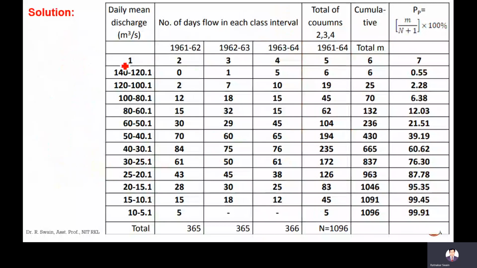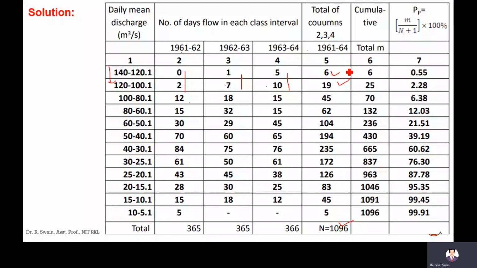This is the daily mean discharge. Daily discharge is given, and the number of days of flow in each class interval is given. We have to add from 61 to 64, the 3-year duration. The total column is 61 to 64. We have to add the number of days: 2 plus 7 plus 10, 19, 12 plus 18 plus 15, like that. So the total number of days, if you take the summation, will be 1096.